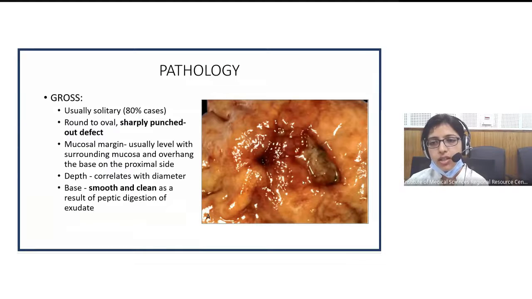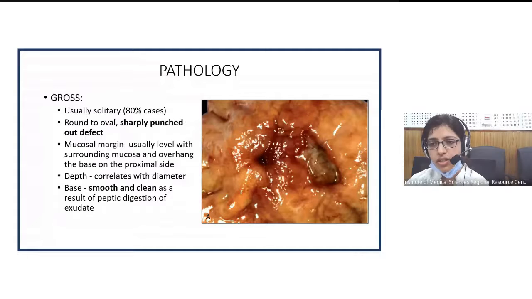Usually these ulcers occur singly, they are single in 80% of the cases. Also, this margin is usually level with the surrounding mucosa. That is, they are at the same level. And this ulcer has a proximal end and a distal end. Proximally this mucosa slightly overhangs the base, while distally it is a little sloping. I'll tell it in more detail subsequently.